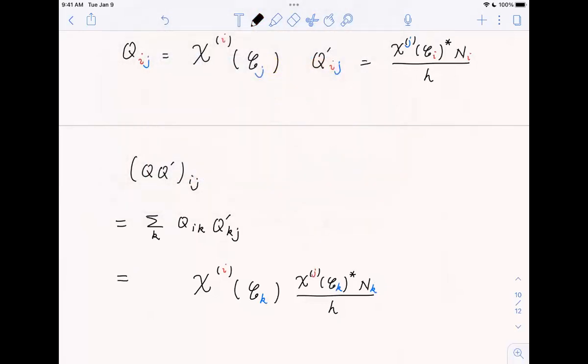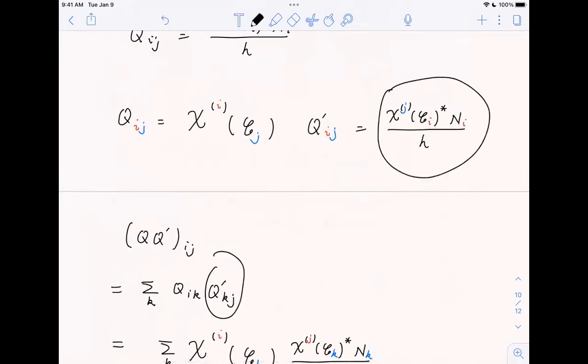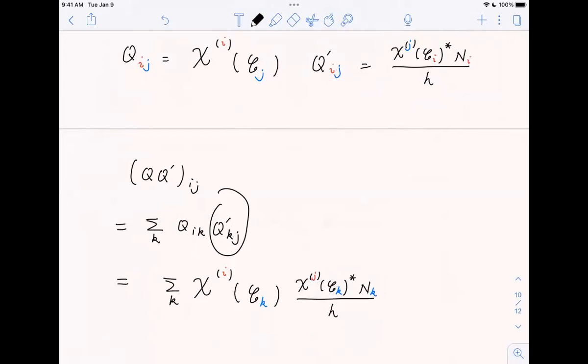Okay. And then the summation is on K. You just compare this one and this one. So I here is the K, so this will become the K. J, this is the J. So you just use the definition.